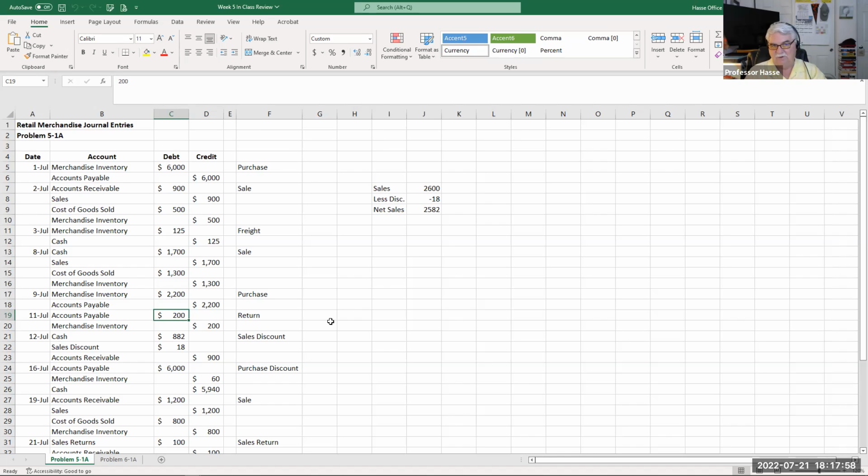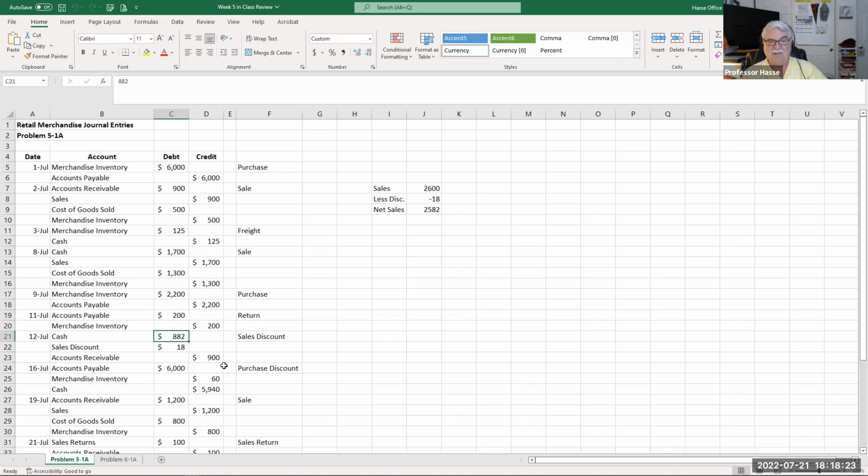$200 credit to inventory. Okay? So we're returning merchandise. And I'm sure some of you have done that in your own everyday lives. When you return merchandise, either you get a credit back on your credit card or you get your money back. The next transaction is an interesting transaction because in this transaction, it says that we're selling our product.